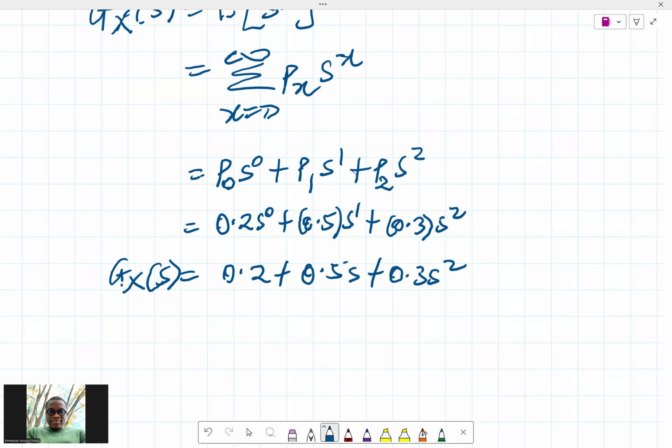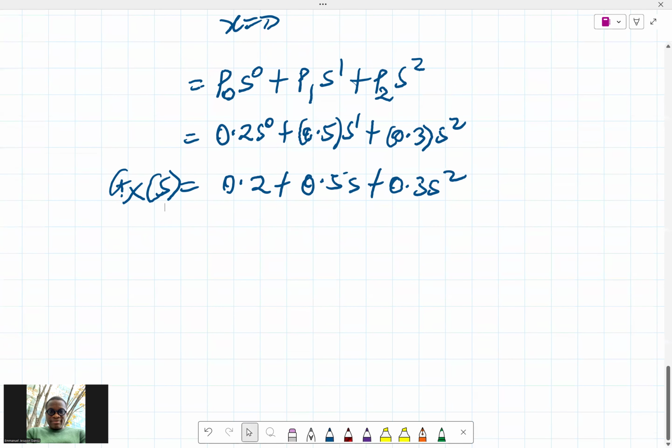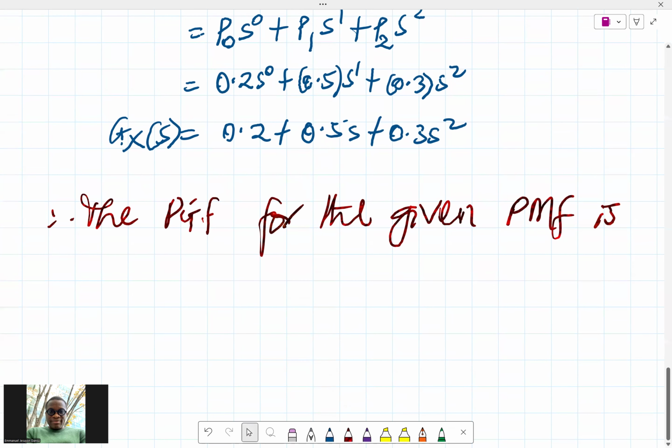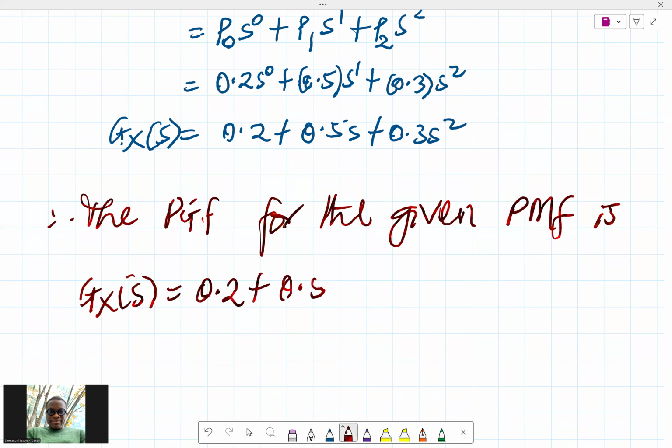Okay, so we can conclude and say, therefore, the PGF for the given probability mass function is G sub X of s, and that is 0.2 plus 0.5s plus 0.3s squared. So that is what that is, basically. All right, so in the next video, we'll be talking about moment calculation from the probability generating function.